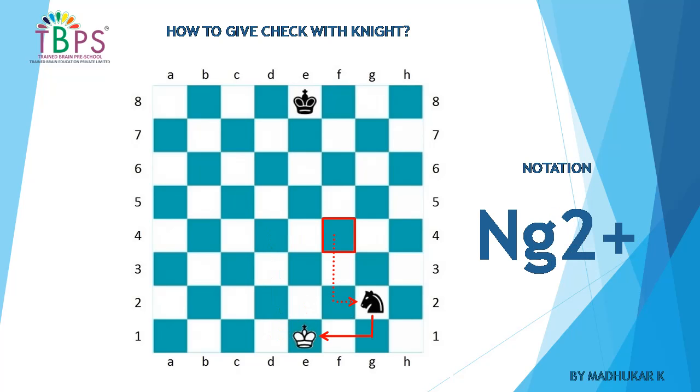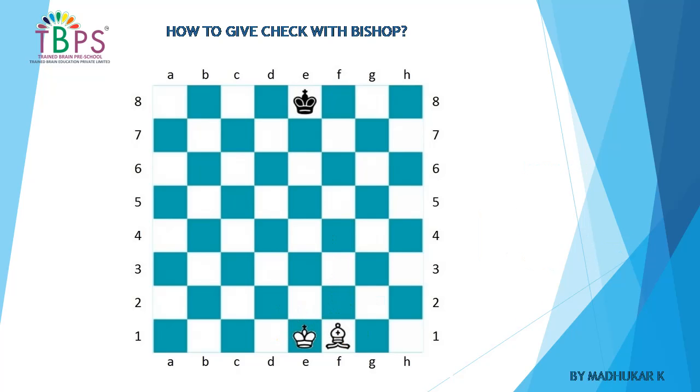When knight gives the check from g2 square, we have to write Ng2 plus as a notation. Here, king can easily escape to any square where the king can move. In this example, we will see how to give check with the bishop. We know bishop moves diagonally in the same color.